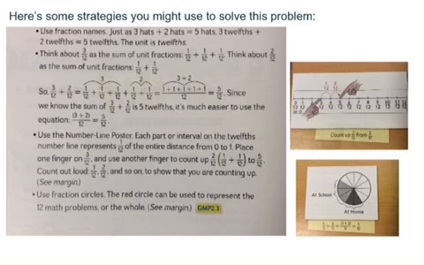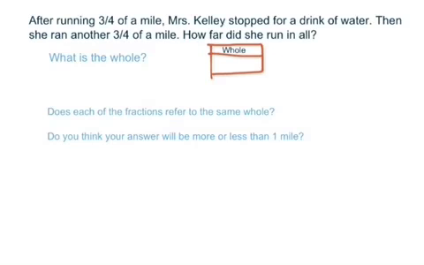I'm going to give you another problem, and I'm going to have the same kind of conversation with you. So after running 3/4 of a mile, Mrs. Kelly stopped for a drink of water. Then she ran another 3/4 of a mile. How far did she run in all? Some basic questions first. What's the whole? I showed you a whole box there, so you should be filling that out. Does each of the fractions refer to the same whole? And do you think your answer will be more or less than 1 mile? So a couple things to think through. Jot yourself some notes. Come back and check that out.